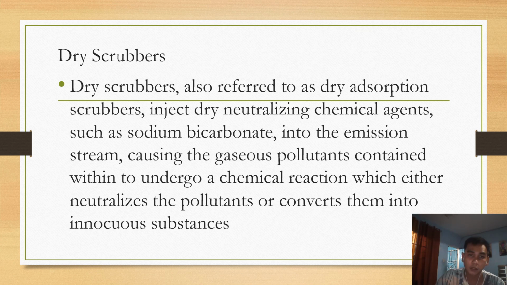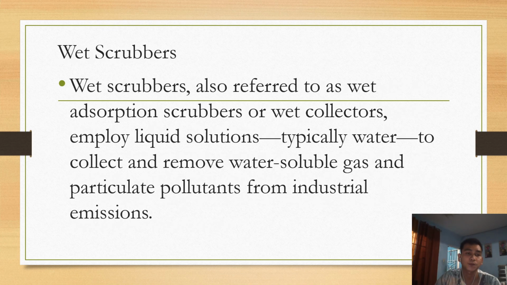Typically, dry scrubbers are used to remove or counteract acid gas within industrial emissions. The chemical reactions resulting from the addition of neutralizing agents during the dry scrubbing process help to both reduce the acidity of the emissions and remove air pollutants.